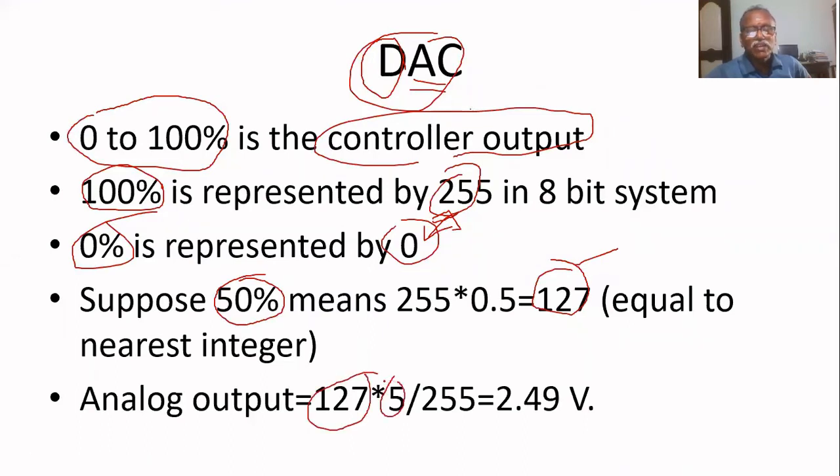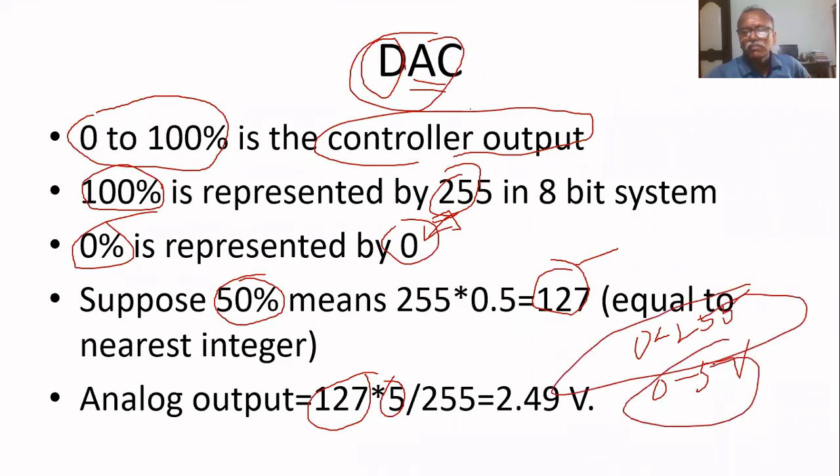the reference voltage is 5. The analog range is 0 to 5 volts. Let us assume digital is 8-bit, so 0 to 255. So 0 to 255 in digital corresponds to 0 to 5 in analog. So 127 multiplied by 5 divided by 255 gives 2.49 volts. Almost 50% means 2.5 volts. It gives 2.49 volts. So that is the function of a digital to analog converter. If it is a digital number, say 127, that will be converted again into an analog signal of 2.49 volts.